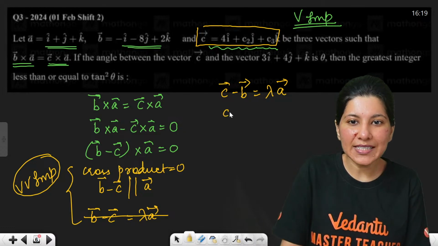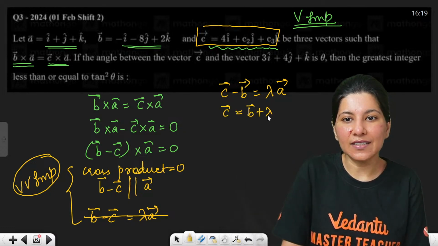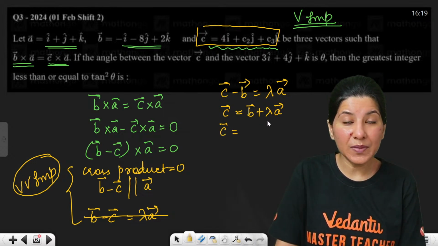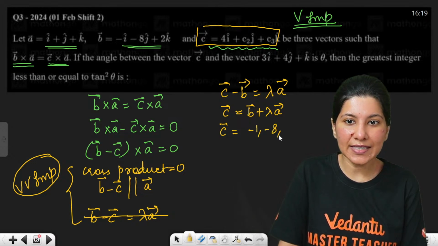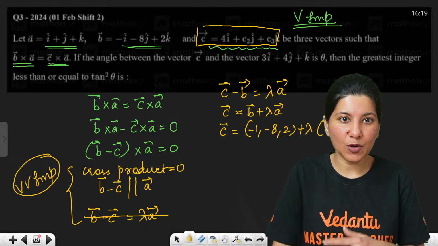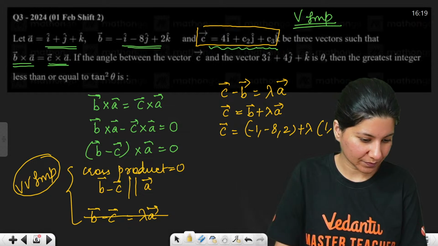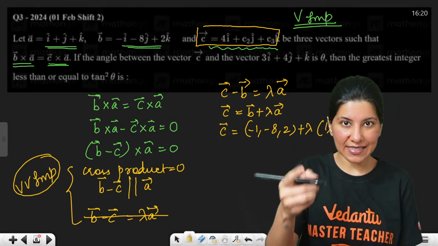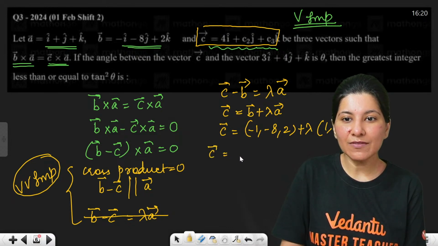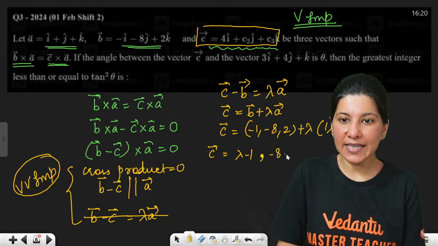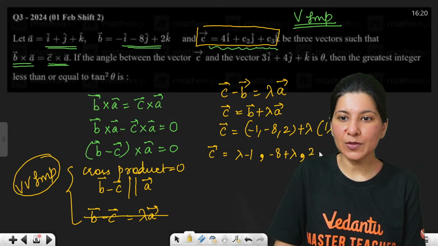I just want my C vector to be defined like this. C is B plus lambda A. So C vector will be what? B plus lambda A. B is minus 1 comma minus 8 comma 2 plus lambda times A vector. What is A vector? 1 comma 1 comma 1. I think we did one problem like this in the series. Yes, right. Now C vector will become what? Lambda minus 1. Then it is going to become minus 8 plus lambda. Then it is going to become 2 plus lambda.